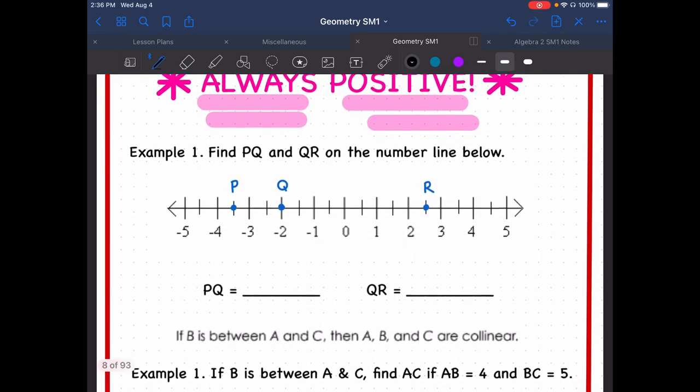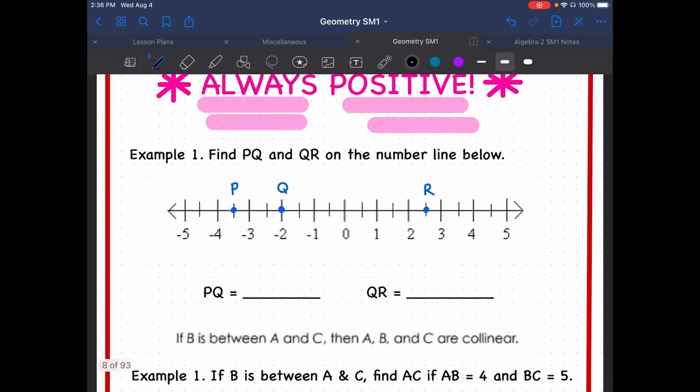Let's go ahead and take a look at an example. We're going to find PQ, that's going to be the distance from P to Q, and QR, the distance from Q to R, on the number line below. So all we simply have to do on a number line is find the points. For the first one, we're going to find P and Q. Here they are. And we simply have to count the distance between them.